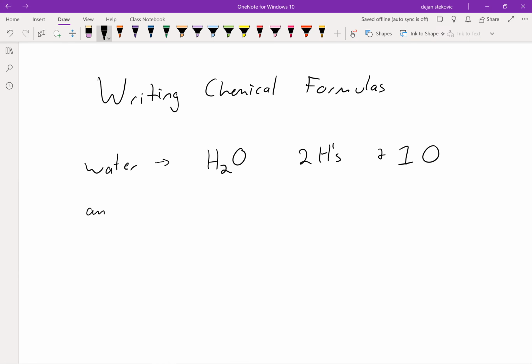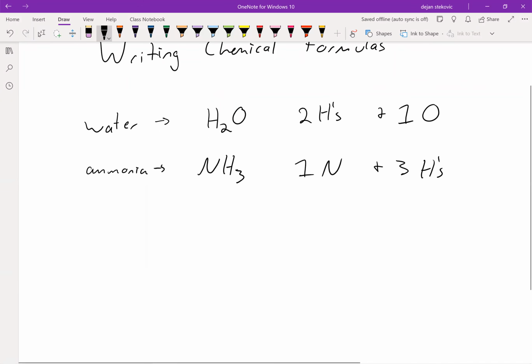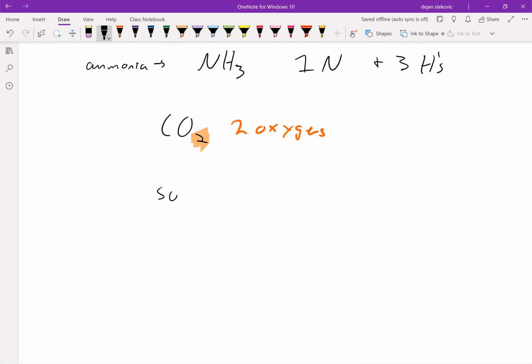If we take a look at another compound, ammonia, that's NH3, right? That means that we have 1 nitrogen and 3 hydrogens. Overall, pretty obvious, right? So for another example, carbon dioxide, the 2 means that we have 2 oxygens. Molecules can get a lot bigger than this. So for example, sucrose, which is essentially just sugar, is C12H22O11. So we can have a lot more stuff than that.